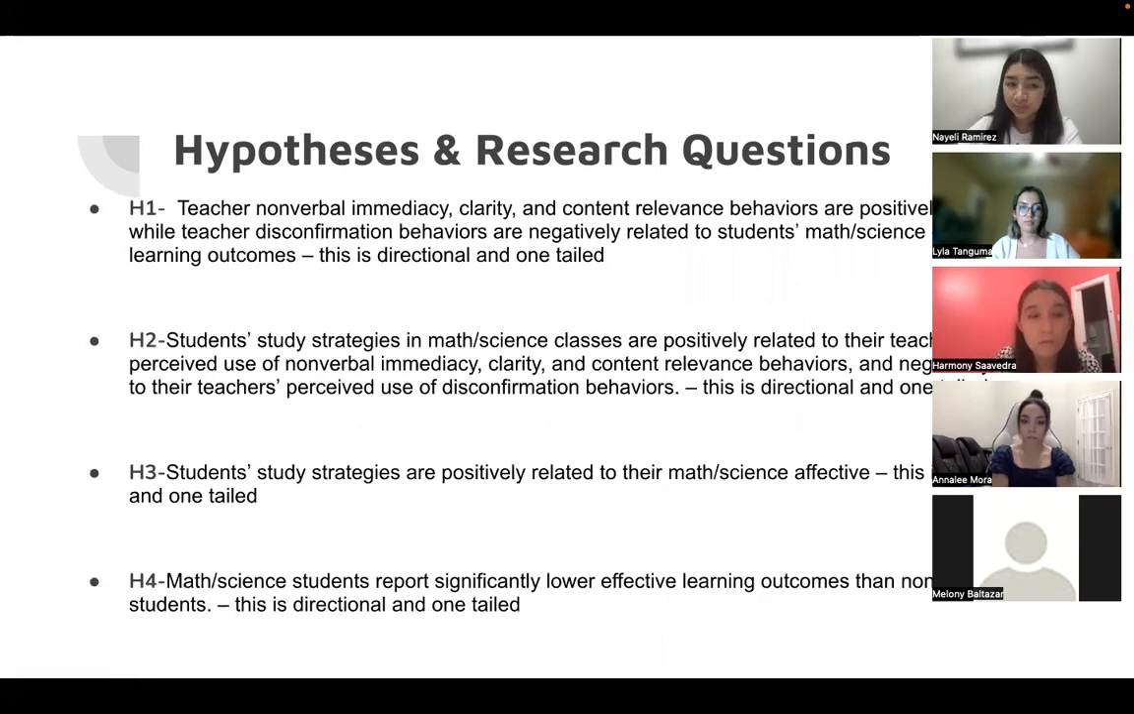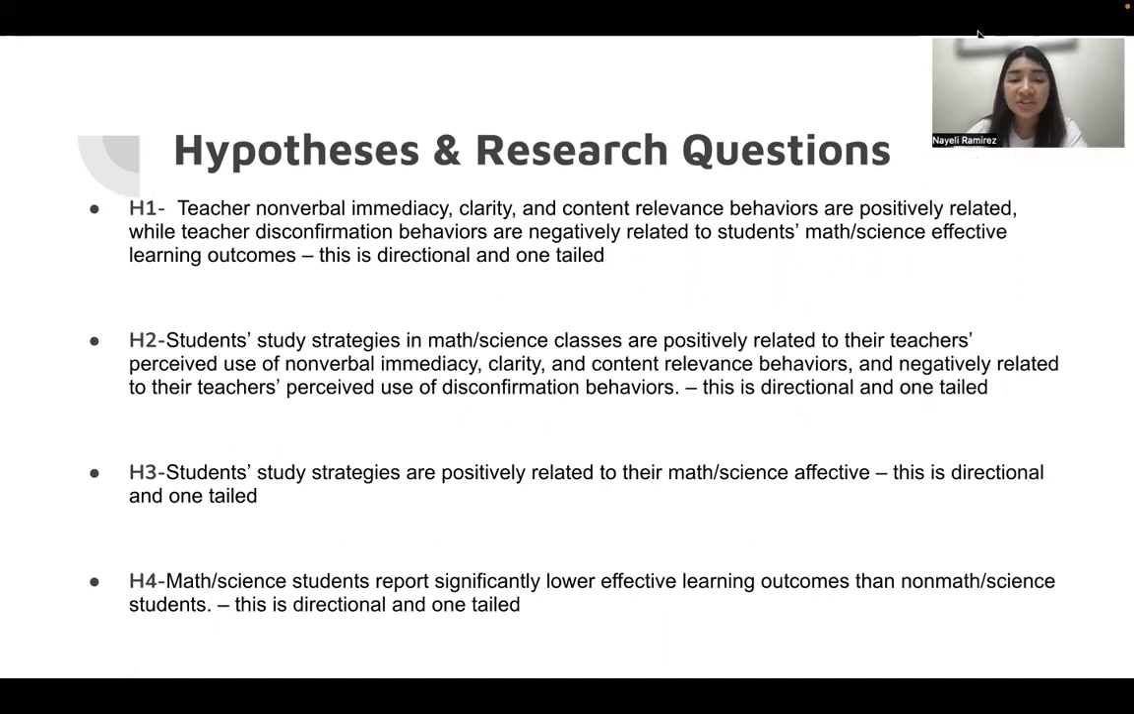Hypothesis and research questions part 2. Hypothesis 1. Teacher nonverbal immediacy, clarity, and content relevance behaviors are positively related, while teacher disconfirmation behaviors are negatively related to students' math/science effective learning outcomes. This is directional and one-tailed. Hypothesis 2. Student study strategies in math/science classes are positively related to their teachers' perceived use of nonverbal immediacy, clarity, and content relevance behaviors, and negatively related to their teachers' perceived use of disconfirmation behaviors. This is directional and one-tailed.